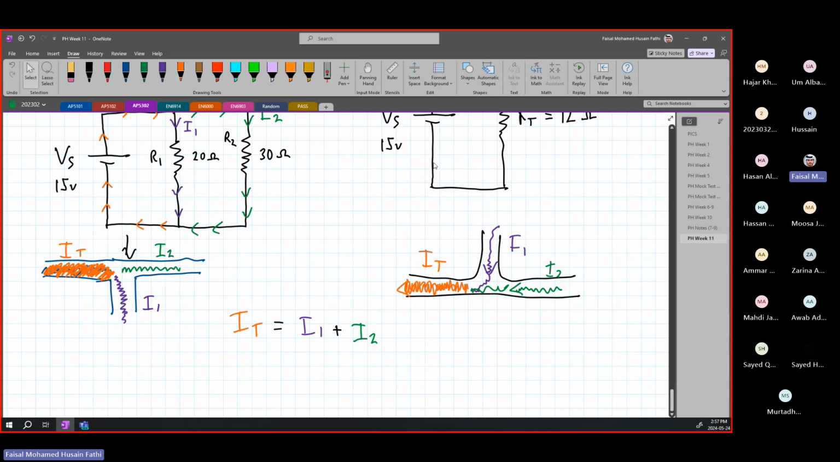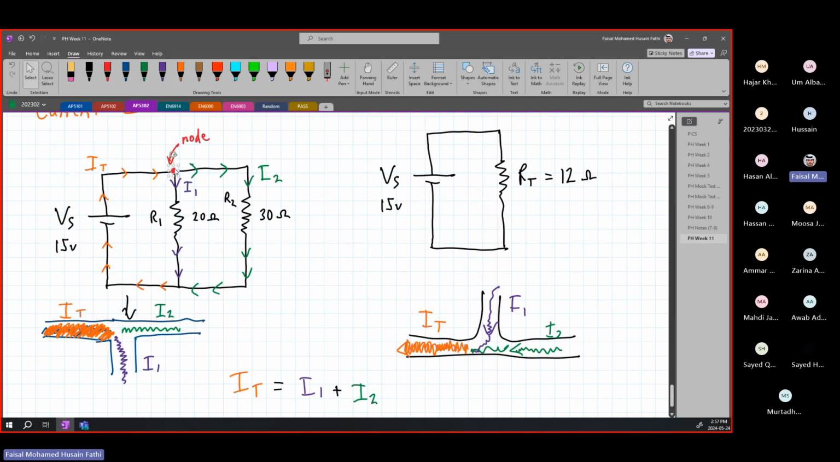Tamam? So the main concept here is when you have a node, yani when you have a wire that is being split up into two locations, into two directions, the current is also going to be changing. This is what is known as a parallel circuit for current. Current is not going to be consistent. It's not the same thing, it changes. And when you sum up all the current that is being split up, it has to be equal to the total current that is going out. All right?